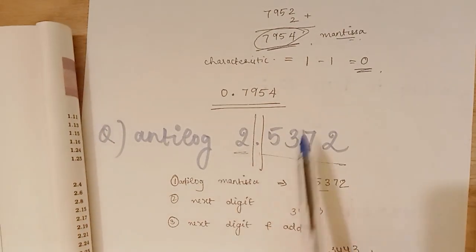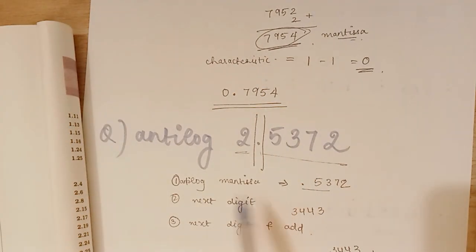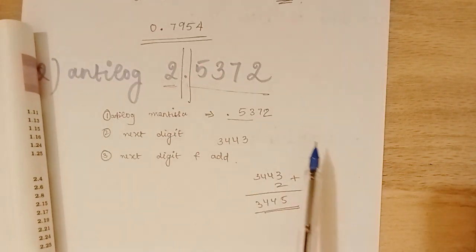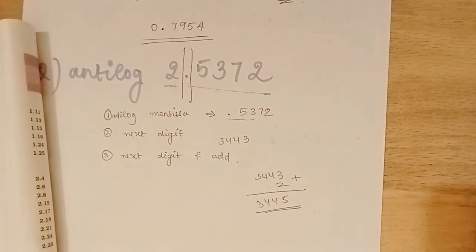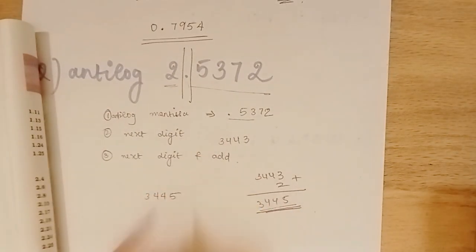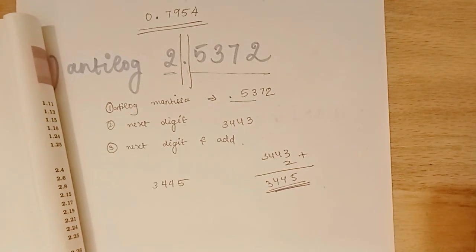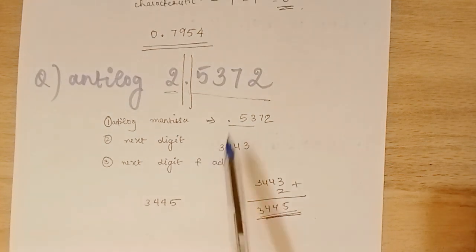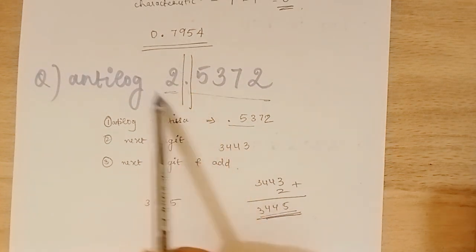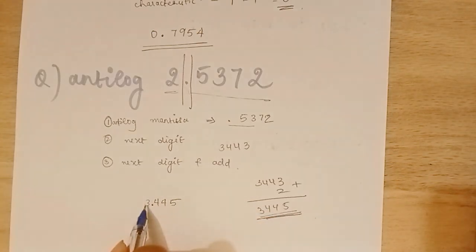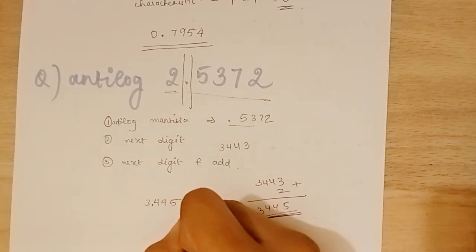Now, just like log, you might be thinking to find the characteristic, that is 1 minus 1, which will lead you to 0, but that is wrong. Over here we'll write this number once again, that is 3445. Now you need to check how many numbers there are before the decimal point. There is only one number, right? So you put a point in such a way that you only have one number before the decimal point, just like in the question.